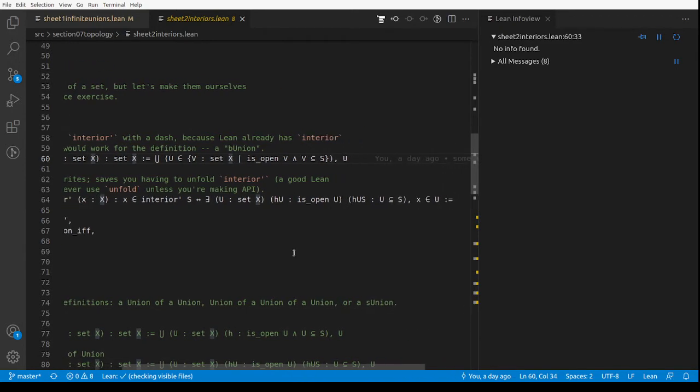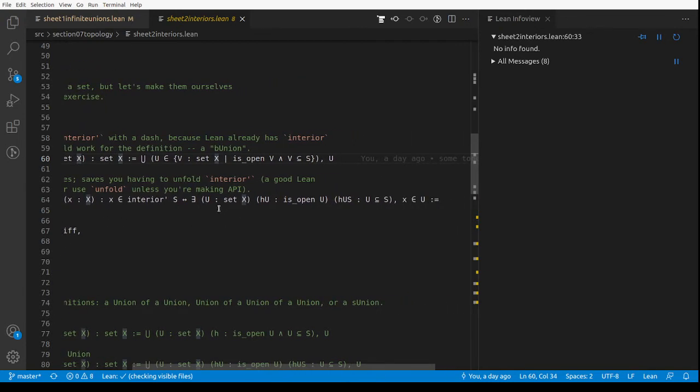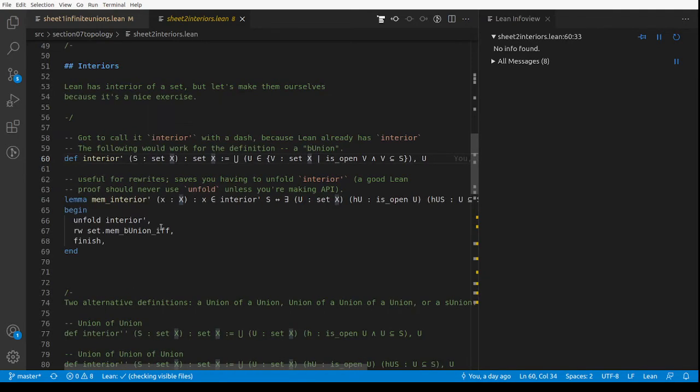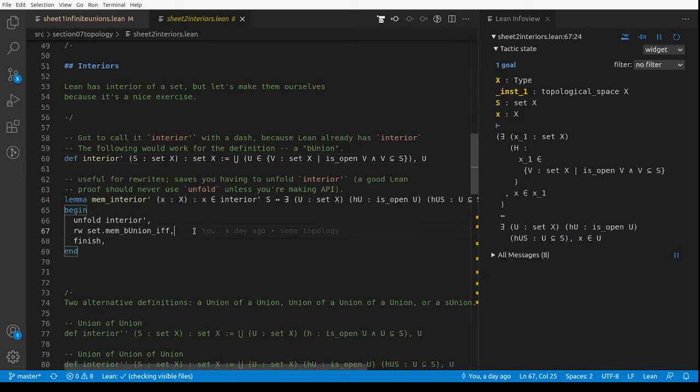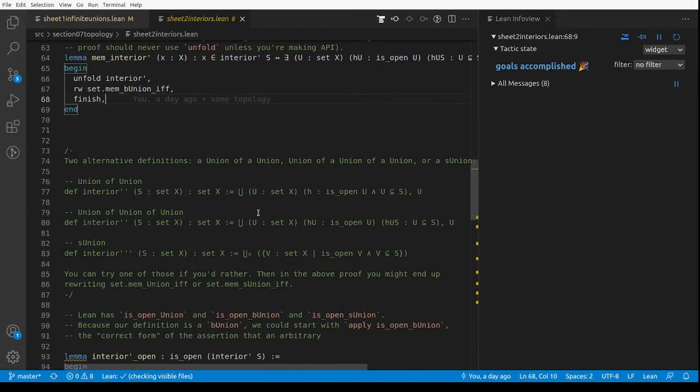And so unsurprisingly, by definition, or essentially by definition, x is in the interior of S if and only if there exists a subset of X which is open and contained in S such that x is in that subset, because that's the definition of this infinite union. I used set.mem_unionᵢ, hoping that would be rfl, but everything is in a slightly different order, so I use finish to finish this off. So mem_interior_primed is the useful fact we have, an equivalent statement for x being in the interior.